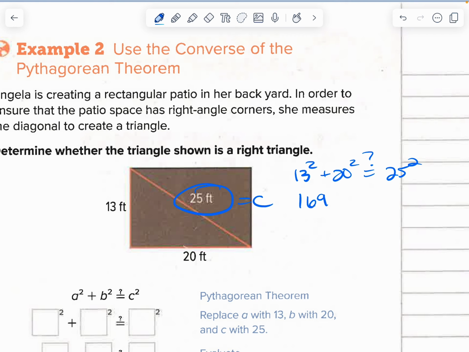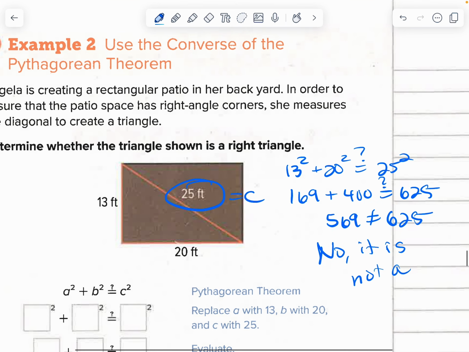So 169 plus 400, does that equal 625? 569 does not equal 625, so no, it is not a right triangle.